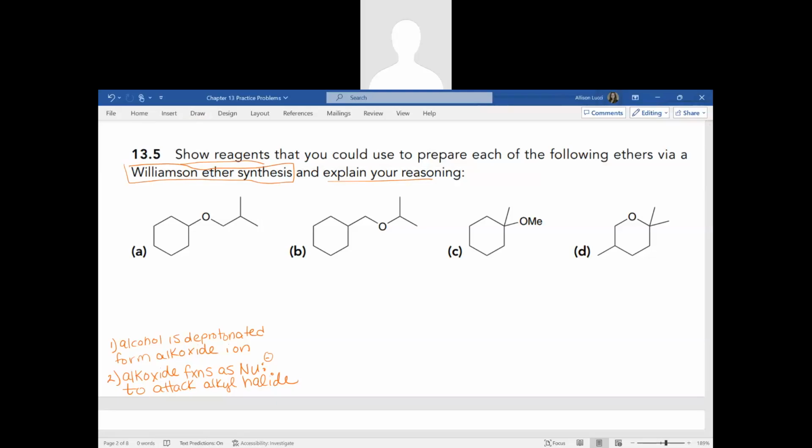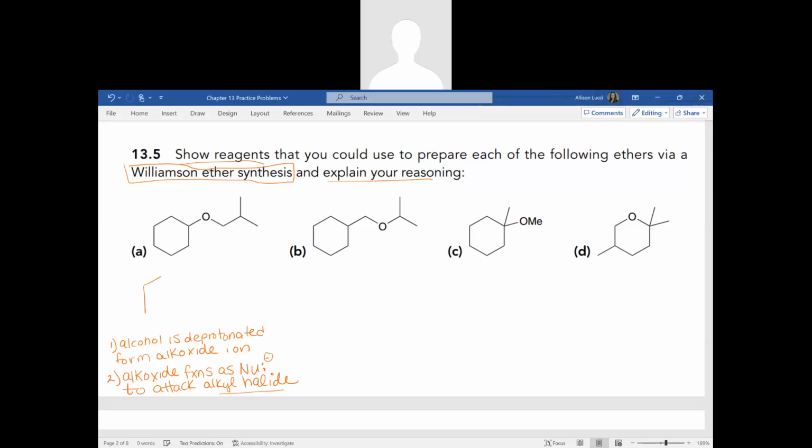So, if you recall, in a Williamson ether synthesis, an alcohol is deprotonated in a first step to form an alkoxide ion, and then in a second step, that alkoxide functions as a nucleophile to attack an alkyl halide. So, generally, we need the less sterically hindered substrate to be our alkyl halide to perform a Williamson ether synthesis.